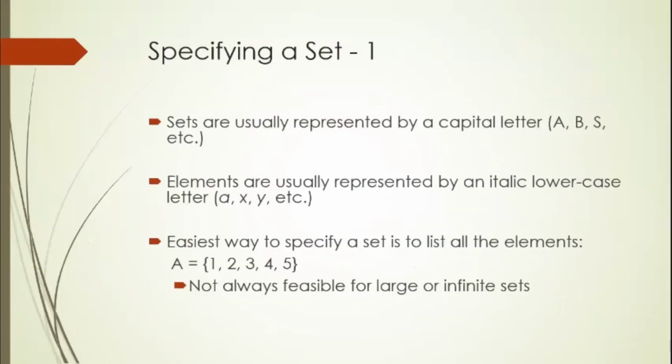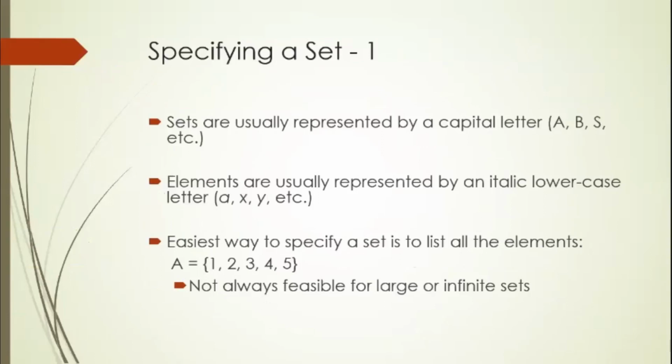Sets are usually represented by a capital letter, whereas your elements are usually represented by an italic lowercase letter. The easiest way to specify a set is to list all the elements. So you have here an example. It is a capital A, therefore this is set A. For this example, we don't have letters, so that's why we don't have the italic lowercase letter, but instead we have numbers here. So 1, 2, 3, 4, 5.